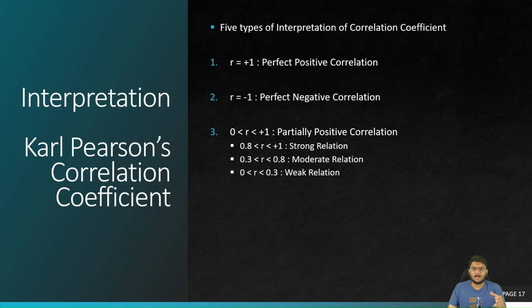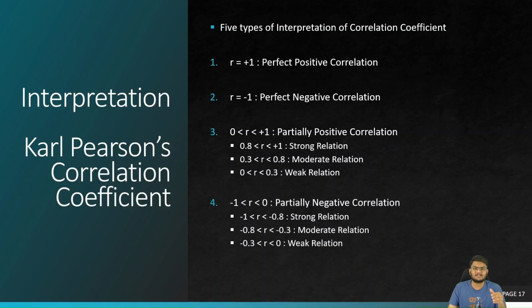If the value of R is greater than 0.8 but less than 1, then there will be a strong relationship between two variables. If the value of R is greater than 0.3 but less than 0.8, then there will be a moderate relationship between two variables. And if the value of R is greater than 0 but less than 0.3, then there will be a weak relationship between two variables.